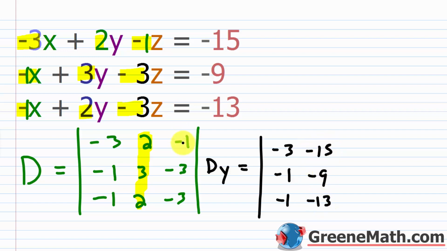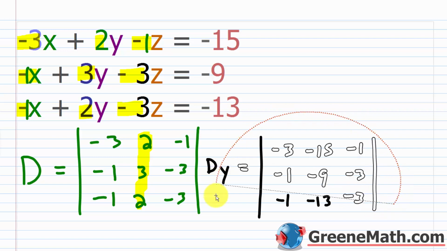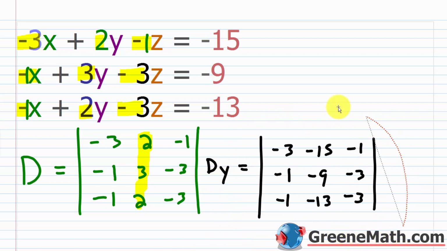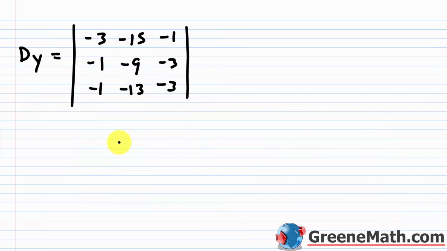Write that in. And then this guy right here, the coefficients for the z variable, that's going to stay the same. So -1, -3, and -3. So let me cut this away, and then grab all of it. So let me cut this away. Okay, so let me go back up.